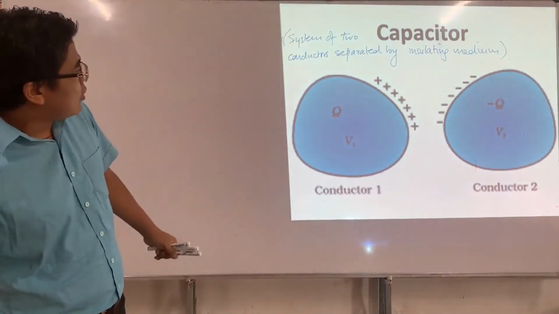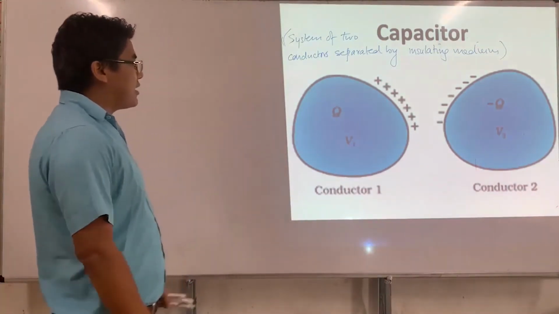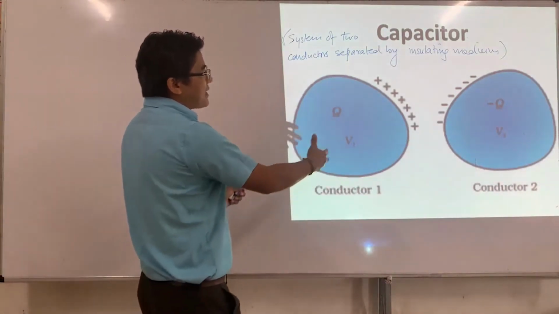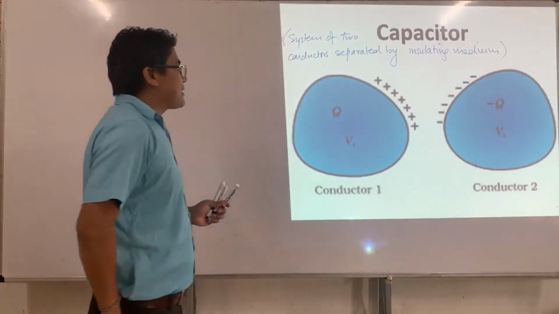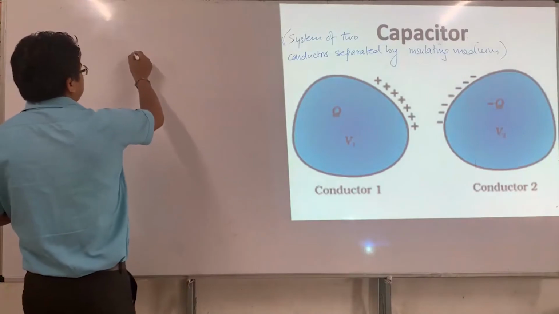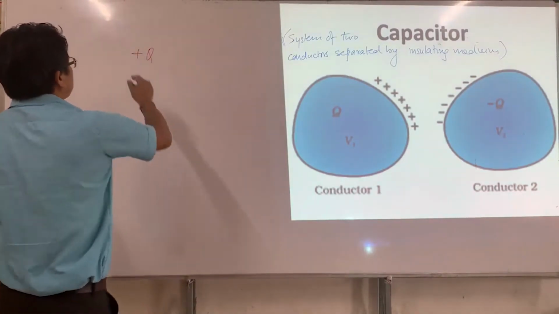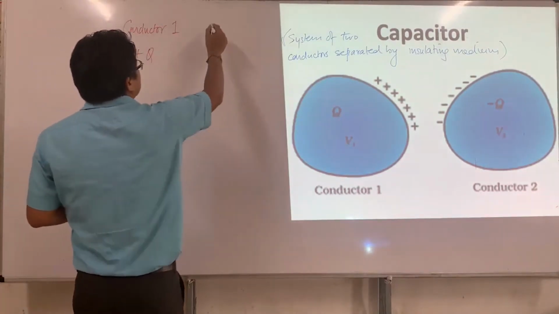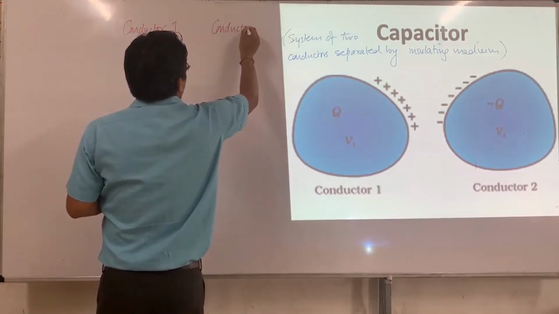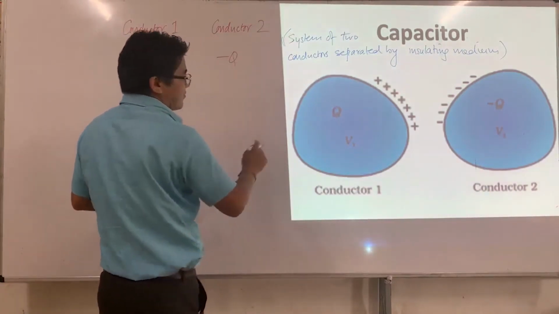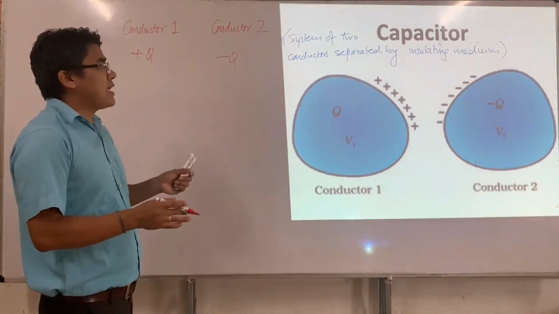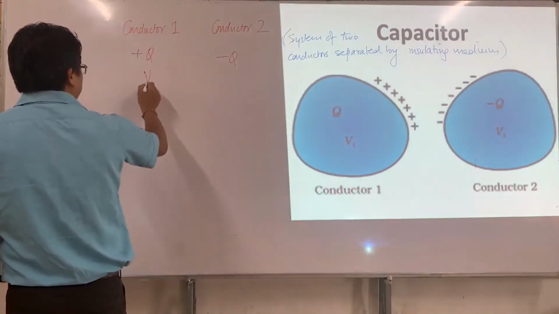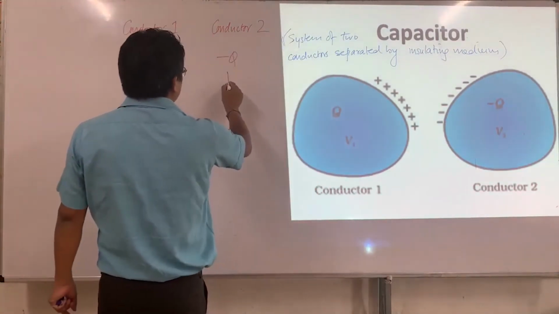All right. Now I have two conductors, conductor 1 and conductor 2, separated by some insulating medium. And I say that conductor 1 has a positive charge Q. This is conductor 1. And conductor 2 has a negative charge. And these two are separated by a dielectric medium. Conductor 1 has potential V1 and conductor 2 has potential V2.